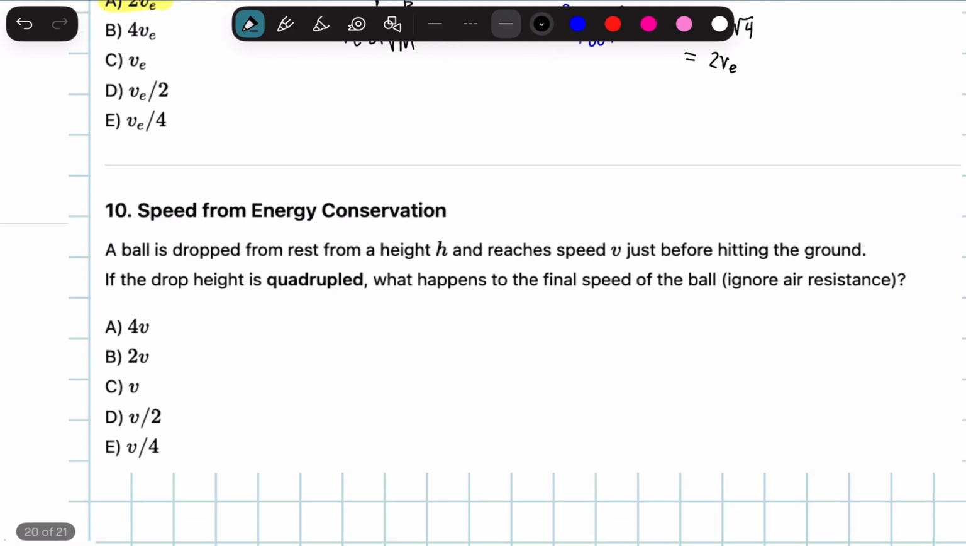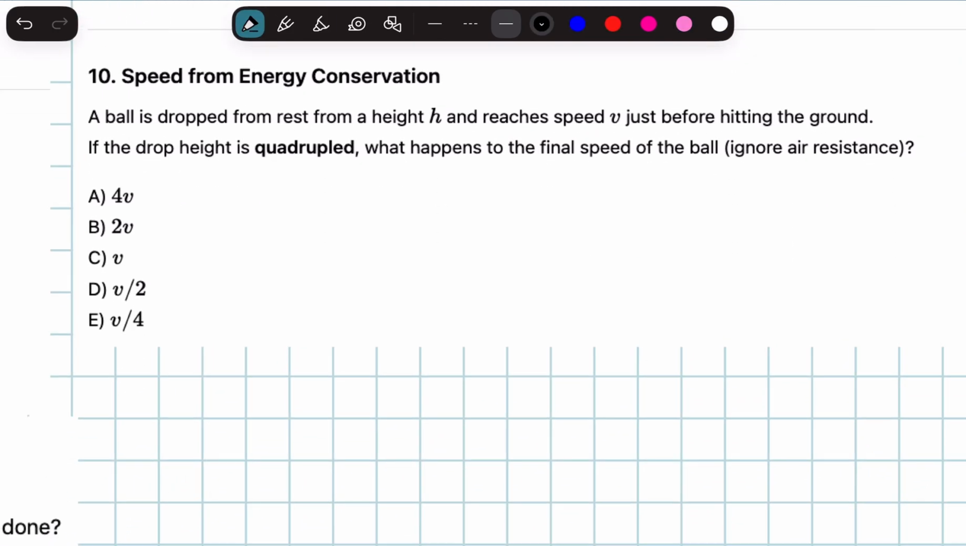Now let's say we have a question about speed from energy conservation. A ball is dropped from rest from a height h and reaches speed v just before hitting the ground. If the drop height is quadrupled, what happens to the final speed of the ball, ignoring air resistance? What you need to know is that dropping from a higher height means more gravitational potential energy, because it's higher up, of course.